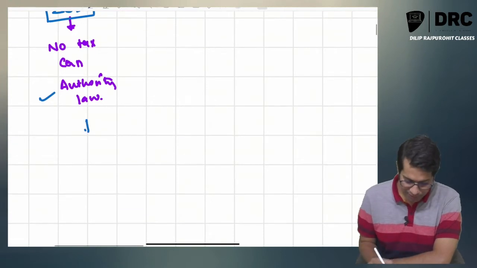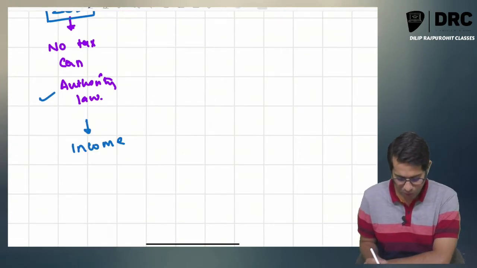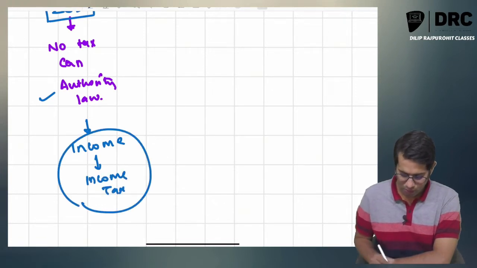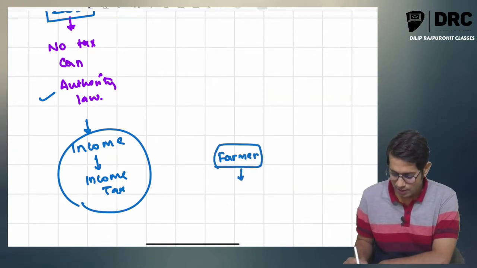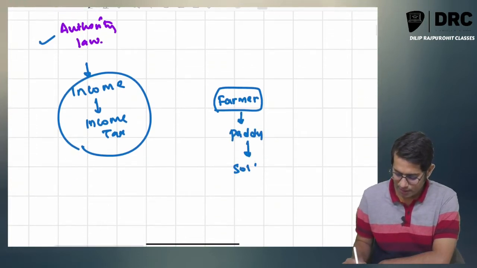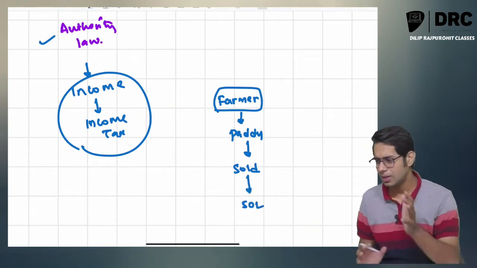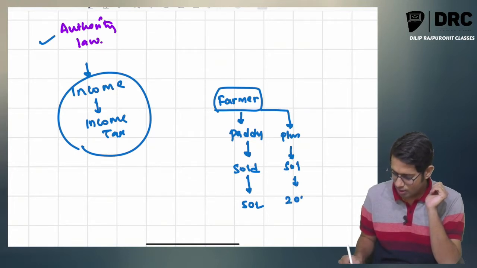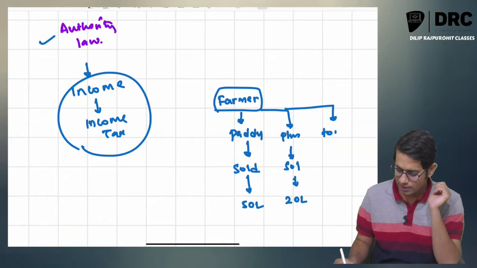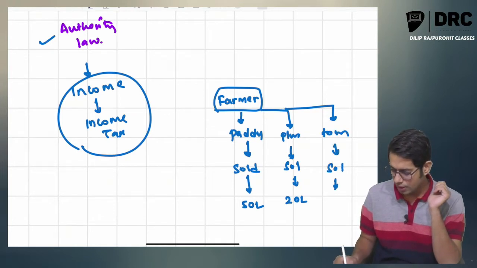Say for example, we have tax on income, correct? On income, we pay something called income tax. Now, I am a person who is a farmer. I am cultivating paddy. I sell this paddy for say 50 lakh rupees this particular year. Then I am a person who is cultivating pulses. I sold these pulses for 20 lakh rupees. I am a person who is cultivating tomatoes. I sold these tomatoes for 10 lakh rupees.